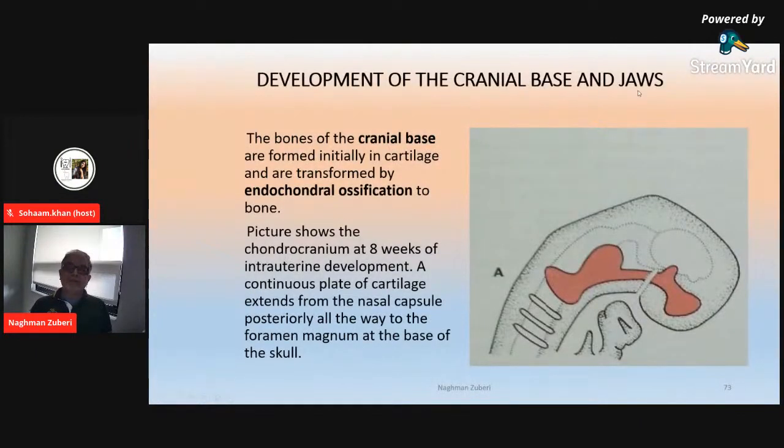Development of the cranial base and jaws. The bones of the cranial base are formed initially in cartilage and are transformed by the endochondral ossification of bone. The picture over here shows the chondrocranium at 8 weeks of intrauterine development. A continuous plate of cartilage extends from the nasal capsule posteriorly all the way to the foramen magnum at the base of the skull. This one.